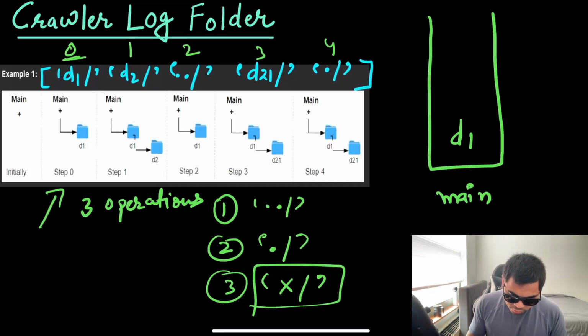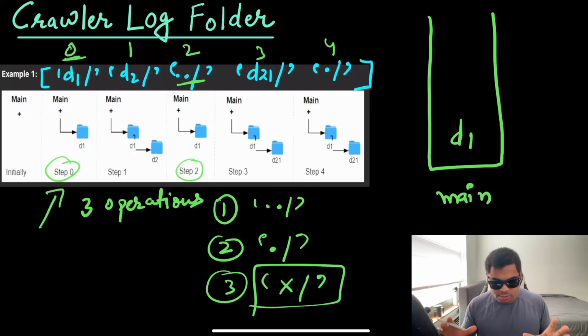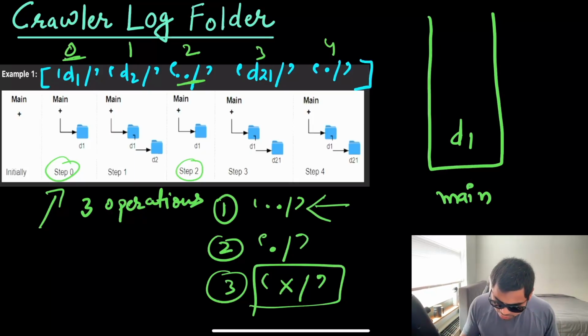Then from D1 I go to D2, because that's my next operation. And then the third operation is coming out from D2 to D1, which is its parent. So I will pop off D2. Now my current state is again this. If you see my step 0 and step 2, they represent the same state, and that is why we needed a stack: if we are performing this operation, which brings you to your parent folder, that means you need to pop off the current state and come back to the old state.